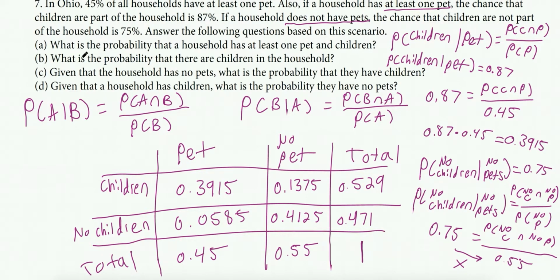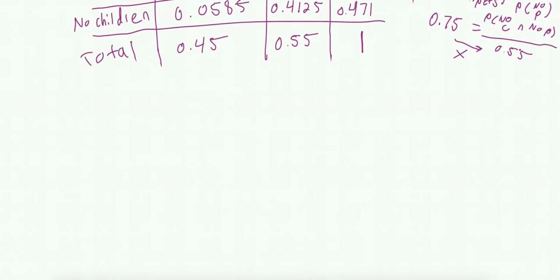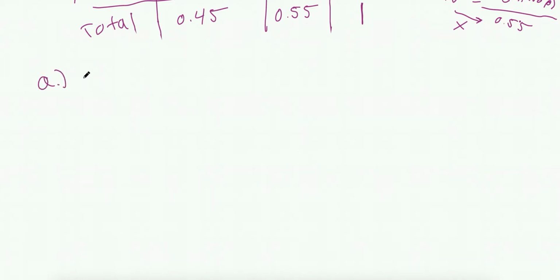So let's answer the questions now. We have this huge contingency table, not really huge, but you know what I'm talking about. Anyways, we got all these numbers here. So what is the probability that a household has at least one pet and children? So we go to the pet and children. That's 0.3915. That's your answer. So A is 0.3915.